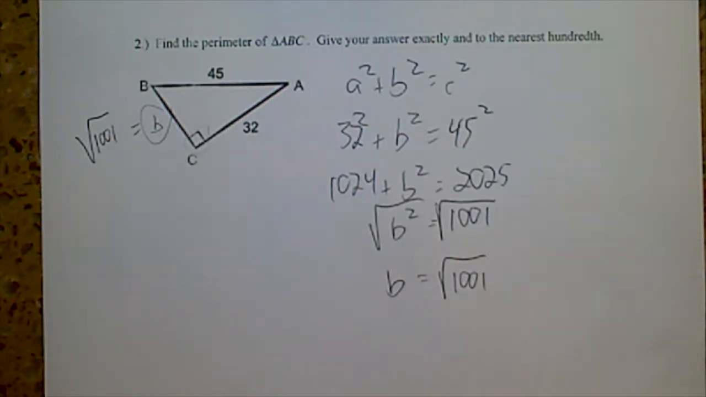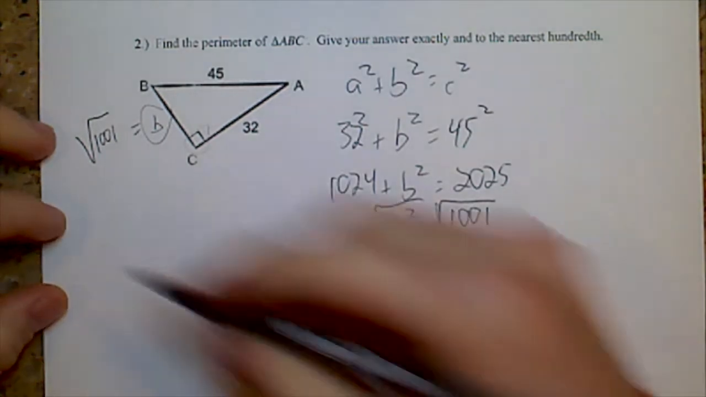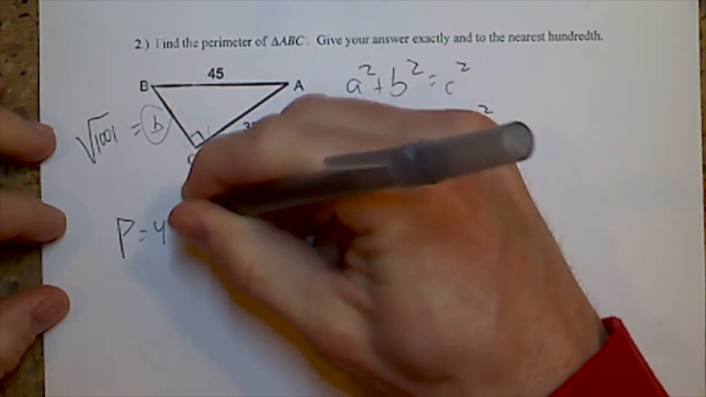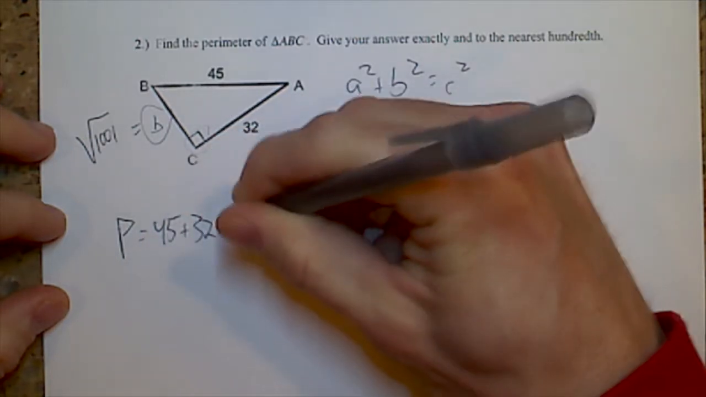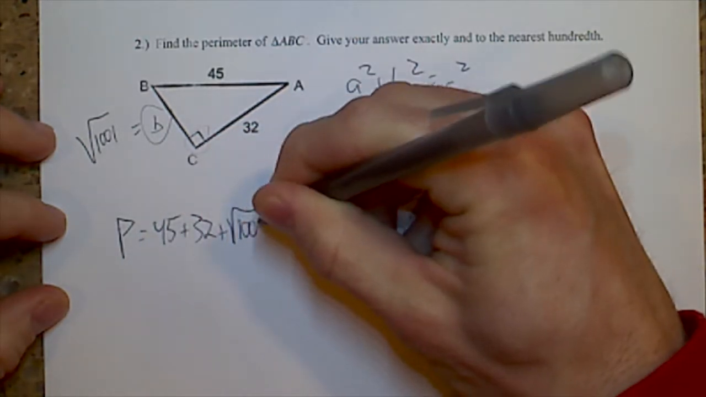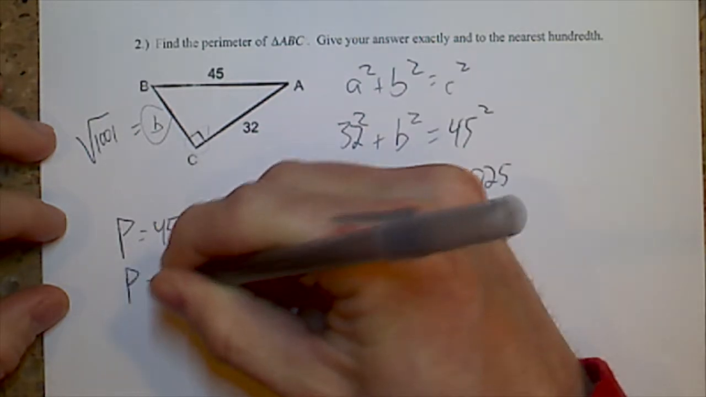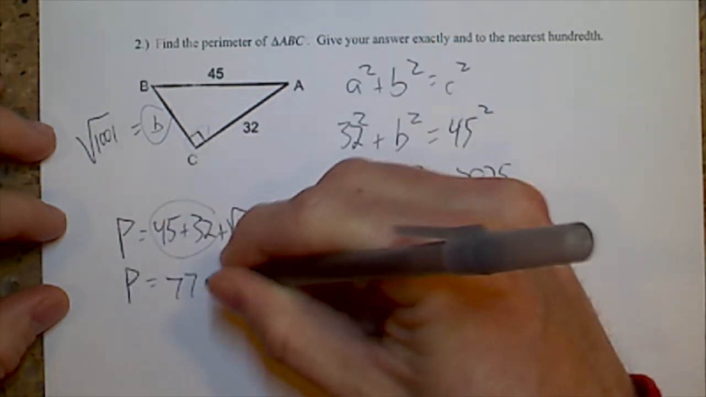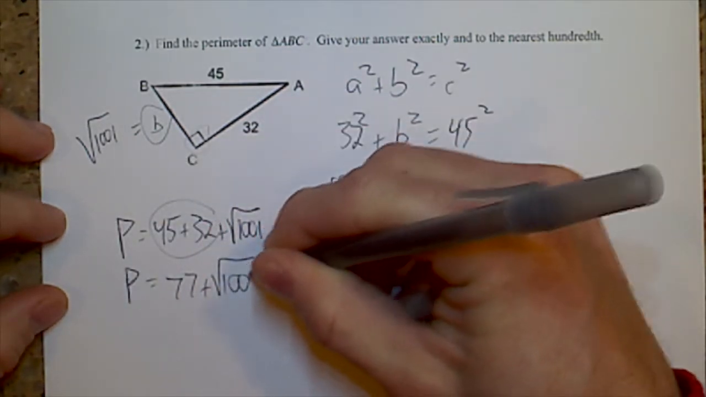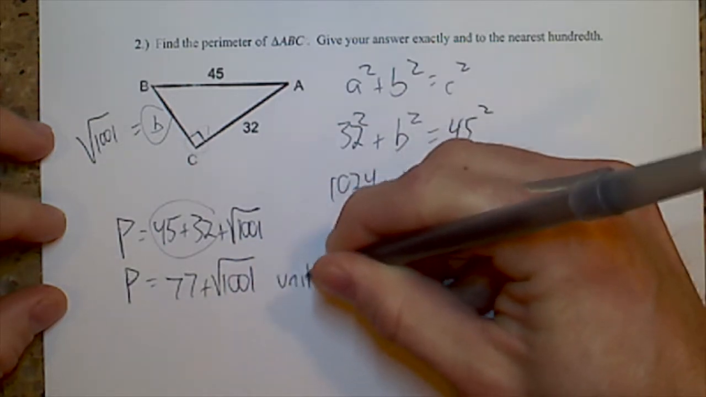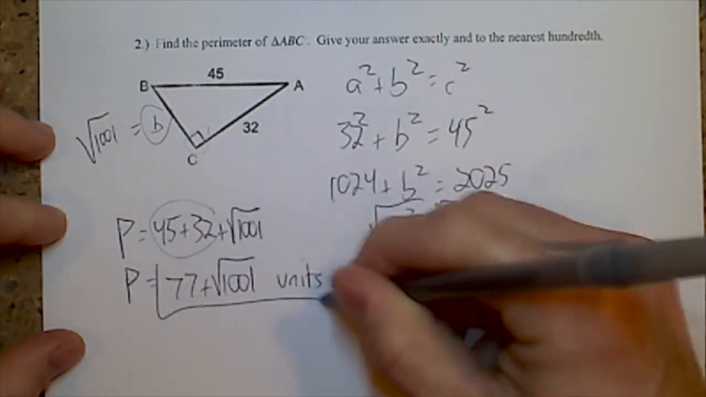All right, we want the perimeter. We want an exact answer, and we want an answer to the nearest hundredth. Well, my exact answer, perimeter, would be 45 plus 32 plus the square root of 1001. I can only reduce these, right? This is 77 plus square root of 1001. Right, some units, I don't know what they are, I know they're one-dimensional. This would be my exact answer.